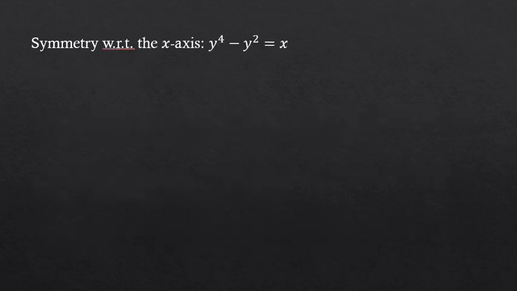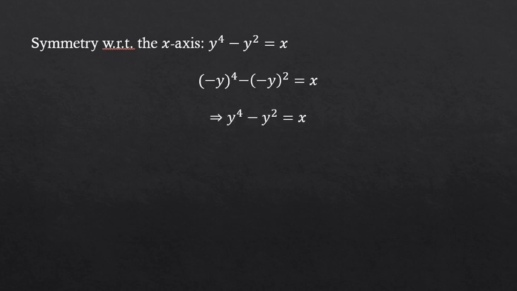An example of an equation that has symmetry with respect to the x-axis is y to the fourth minus y squared equals x. If I replace y with minus y, I have minus y to the fourth minus minus y squared equals x. And when I raise this to the fourth power, I have negative 1 to the fourth power, which is a positive 1. And then I have negative 1 squared here, which is a positive 1 as well. So this gives me the same equation as what I had: y to the fourth minus y squared is equal to x.